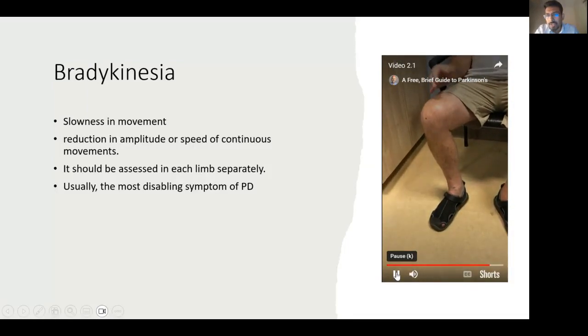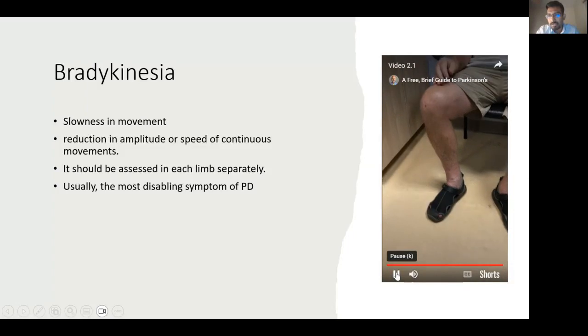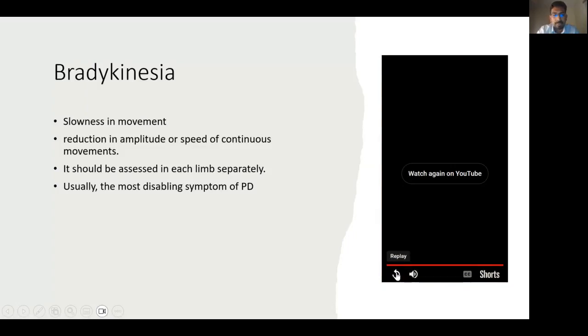So what we need to do with alternating movements. The commonest and the most popular way to examine in a neurology clinic is finger tapping. What you do like this, and for the lower limb, we ask the patient to tap on the floor, how fast they can tap.